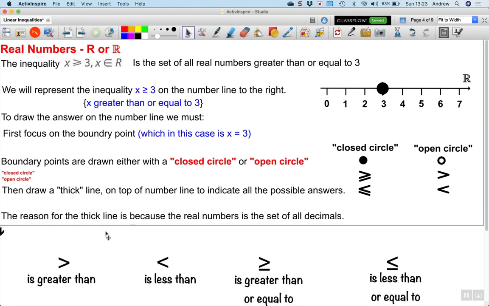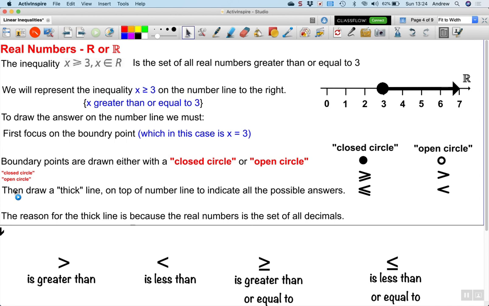What we then have to do is draw a line that represents all the answers. Because the real numbers is all the decimals, it means that it's not just 4, 5, 6 and 7 anymore. It's all the numbers between 3 and 4, all the numbers between 4 and 5, and all the numbers between 6 and 7. And the only way we can represent that is by drawing a thick line. And we have to keep drawing that thick line along until it's covered all the relevant points that we've made reference to on our diagram.